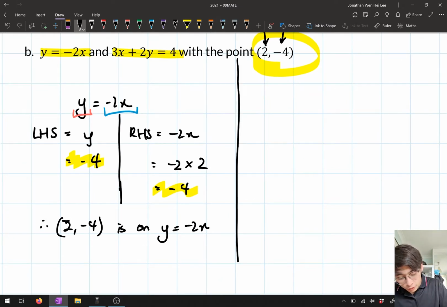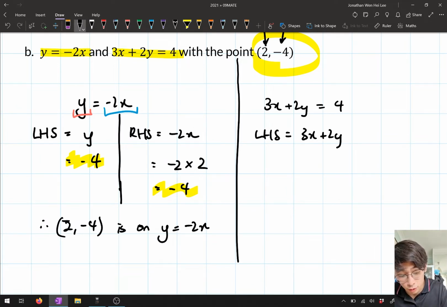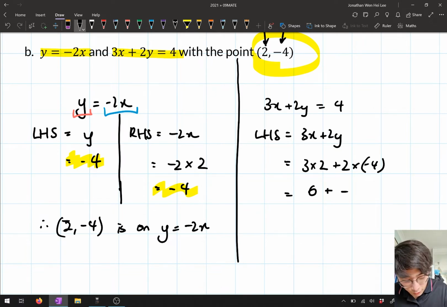Now that I've done that, I also need to do that with my second line. My second line has the equation 3x plus 2y is equal to 4. Here notice everything is on my left-hand side, so I'm just going to deal with my left-hand side first. So I've got 3x plus 2y. I'm just going to replace x with 2, y with -4. So here I'm going to have 3 times 2 plus 2 times -4. 3 times 2 will give me 6, plus 2 times -4 will give me -8. 6 plus -8 will give me -2.